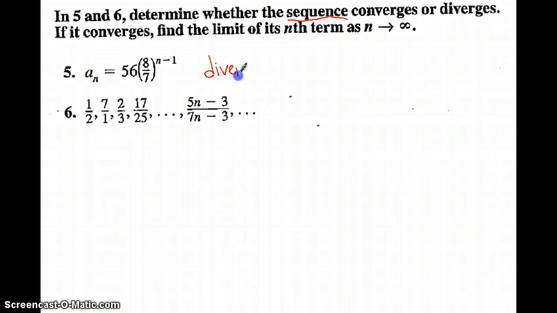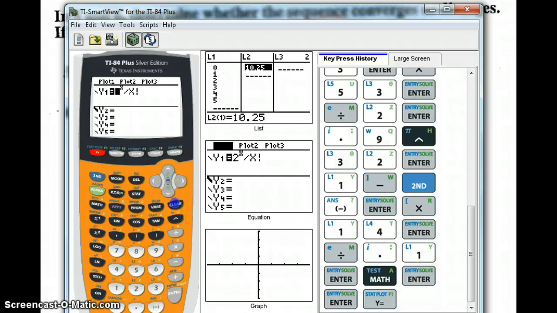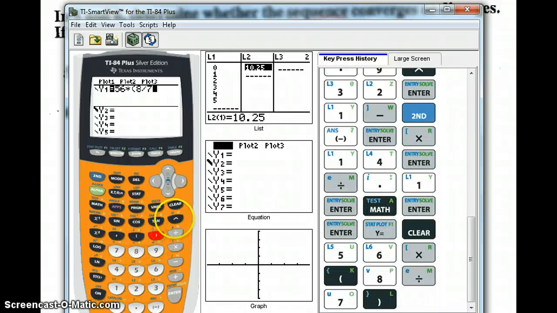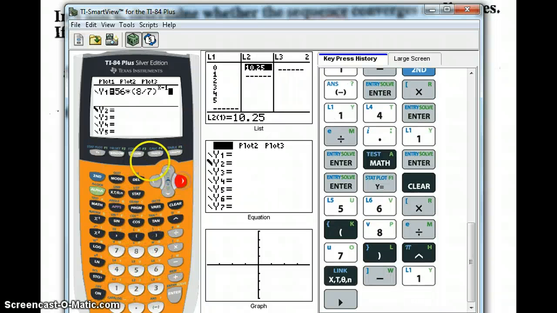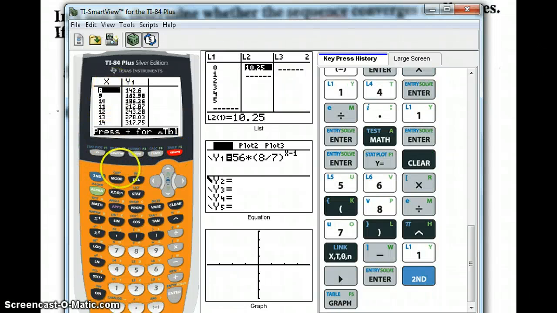If you don't believe me, or if you're not sure, or if you're trying to figure out something like this on the calculator, you can put it in here. It's 56 times 8/7 to the power of, and yeah, you could say x minus 1. Now remember, this is only really defined for whole numbers, so I care about the table a little more than the graph. What's my table look like right now? I'm at 8 going up. So 8 to 14, it certainly doesn't look like it's slowing down at all.